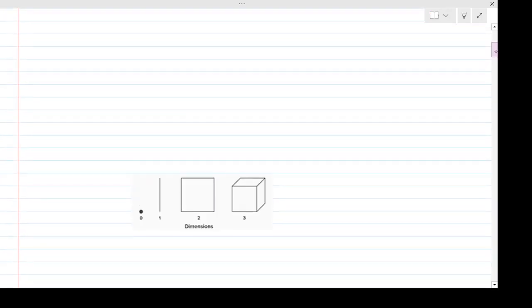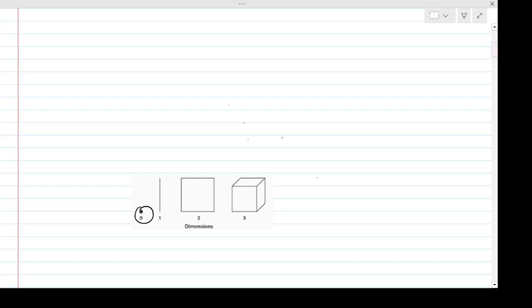Right, so first of all, before we jump into it, I want to talk very briefly about the idea of dimensions. So when we say something is dimensionless or has no dimension, it's just a point, okay? It's like a coordinate, right? Then if it's in one dimension, then it's just a line, right? Then if it's in two dimensions, then it's a 2D shape, like a rectangle or something like that. And then in 3D, obviously you have a 3D shape like a cuboid or something like that.